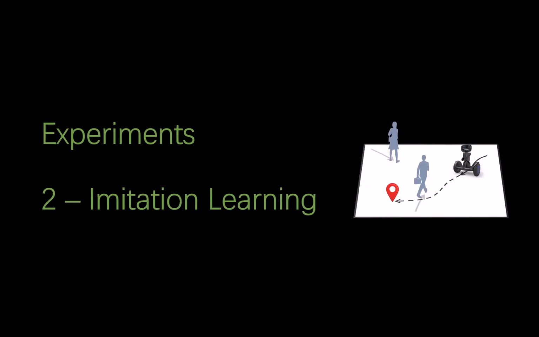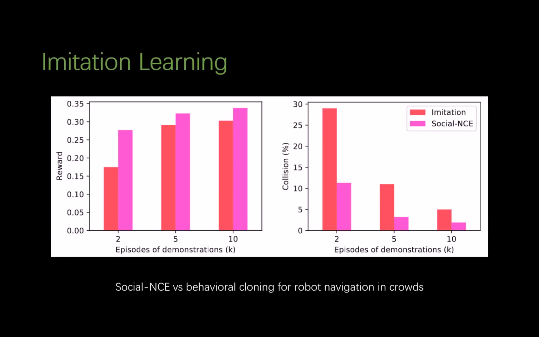We further validate our method applied to imitation learning for robot navigation in crowds. The conventional behavioral cloning method suffers from a significant performance drop when the training data is limited. In comparison, our method is able to retain much better results, particularly in the low data regime, thanks to the additional information absorbed from the auxiliary contrastive task.